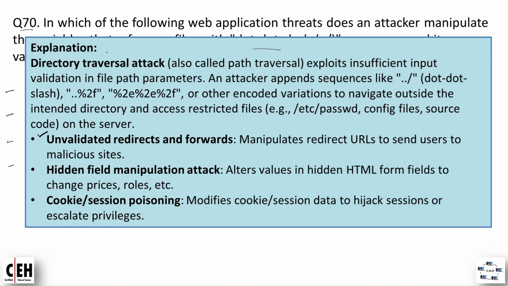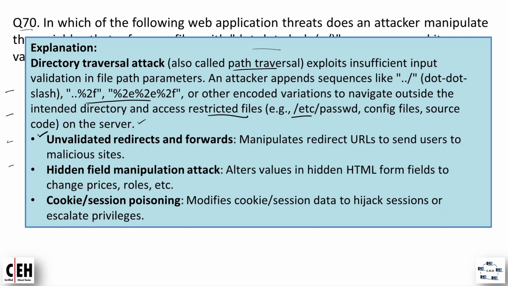And the explanation is, directory traversal attack, also called path traversal, exploits insufficient input validation in file path parameters. An attacker appends sequences such as ../ and this sequence or other encoded variations to navigate outside the intended directory and access restricted files. For example, the file /etc/passwd, config files, source code on the server.